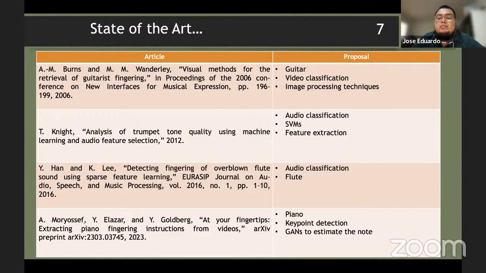They use a keypoint detection technique to extract the fingers from the images and use a GAN to estimate the note. So as you can see, most of the works focus on other instruments, and the only one that focuses on trumpet uses audio. So this was a big problem because we did not find any other data set to work with the trumpet. Also, we did not find any other data set using images, only audio.